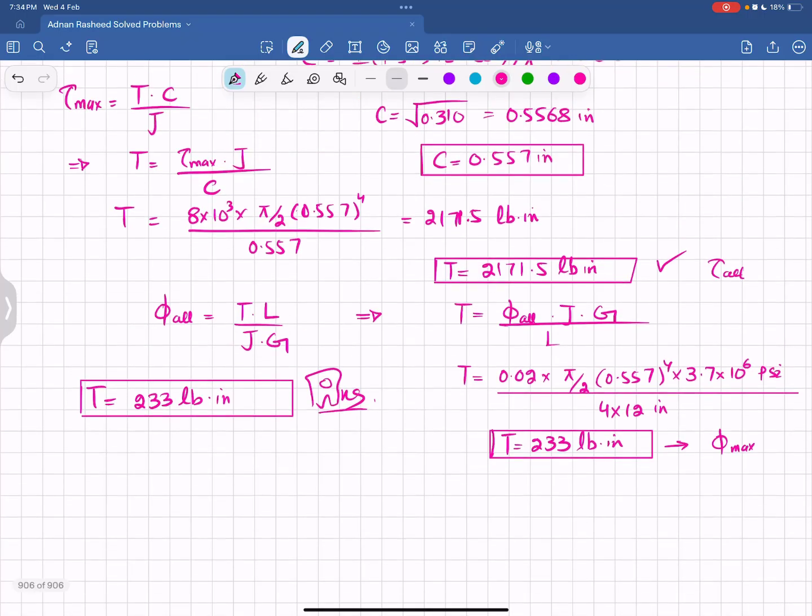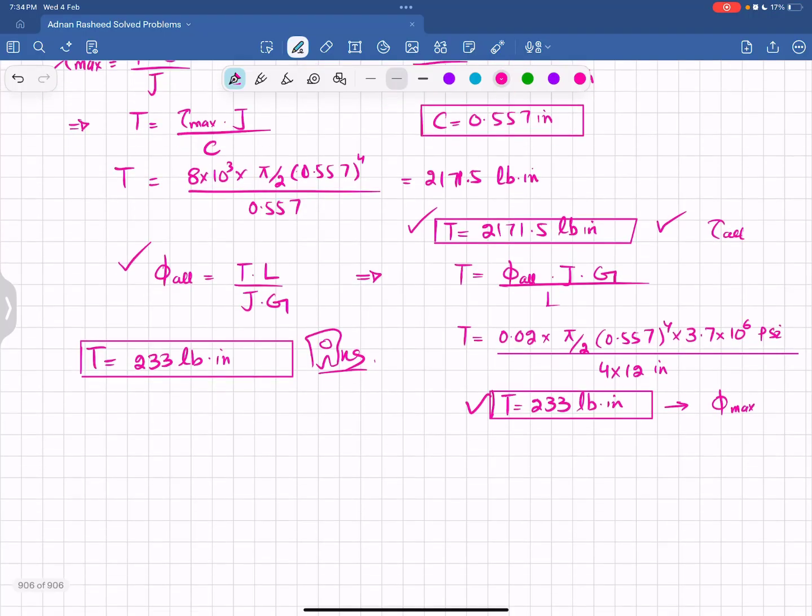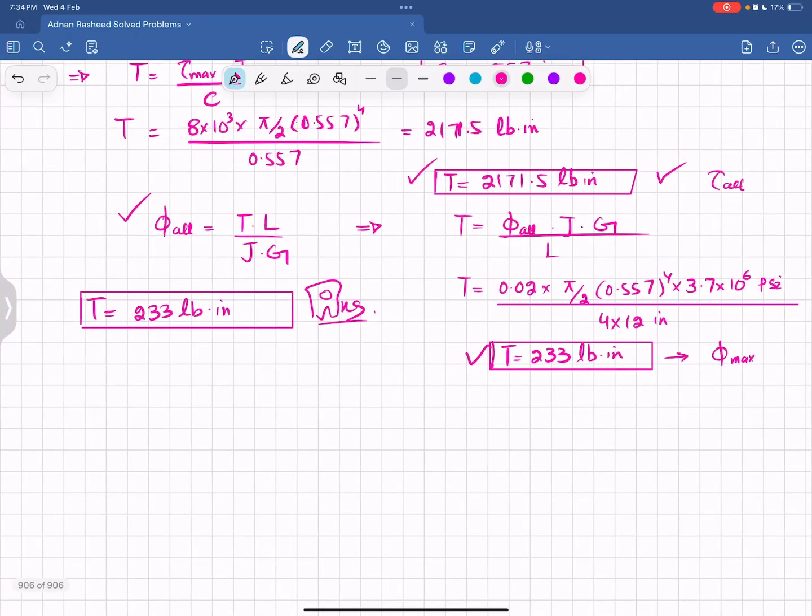Again, what if you put this value in this maximum shear stress? So your maximum shear stress will be less than the allowable shear stress. But what if you put this torque in this angle of twist? So it will exceed the allowable. That's why our answer is 233 pounds into inch.